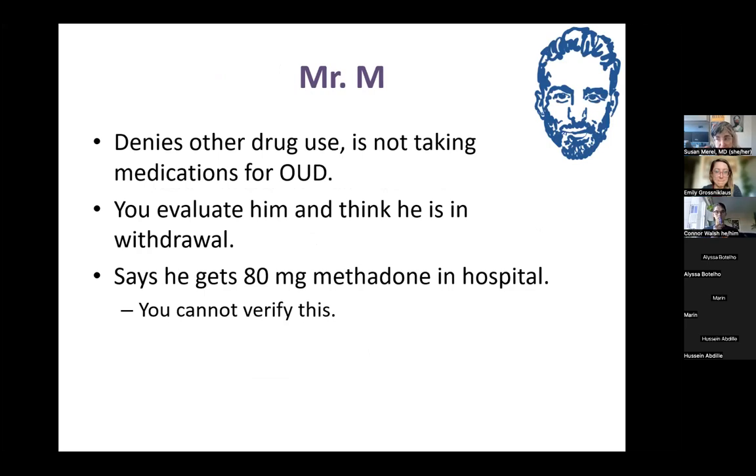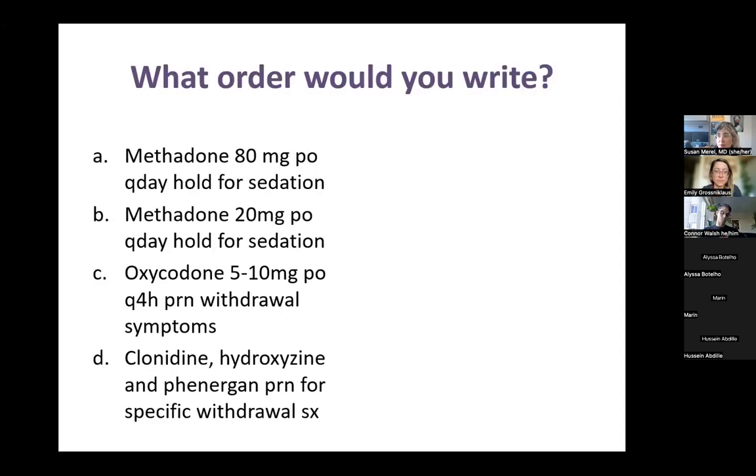So he's not taking any medications for opioid use disorder. He's not using any other agents. He's in withdrawal. He says he gets 80 milligrams of methadone a day when he's in the hospital, and you don't have any way to verify this. So what order would you write? Would you give him 80 milligrams of methadone? Would you give him 20 milligrams of methadone? Would you give him oxycodone as needed? Or would you give him clonidine, hydroxyzine, and Phenergan and try to avoid opioids altogether?